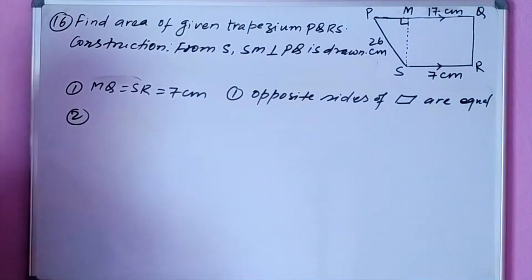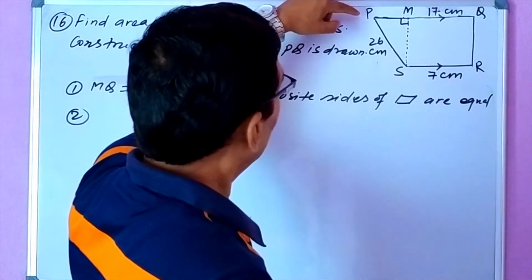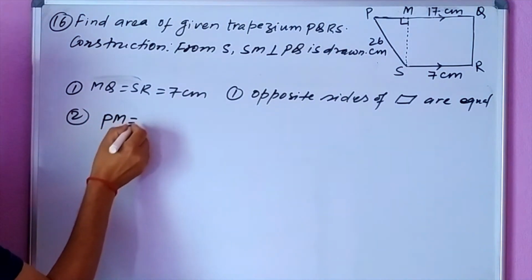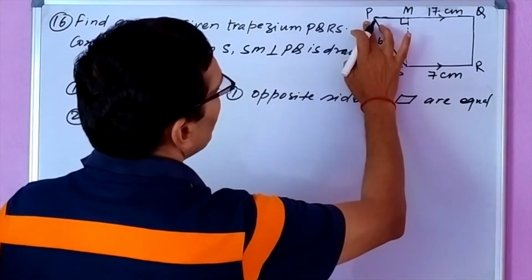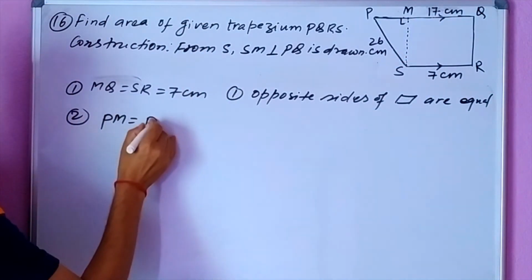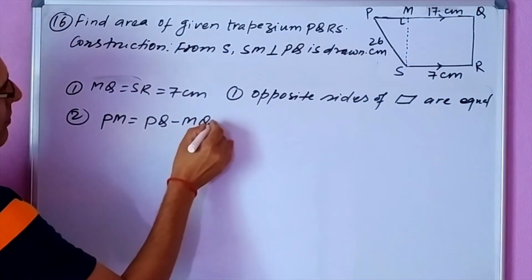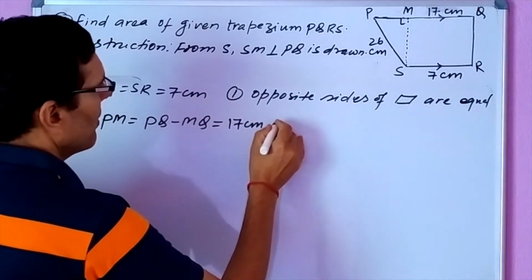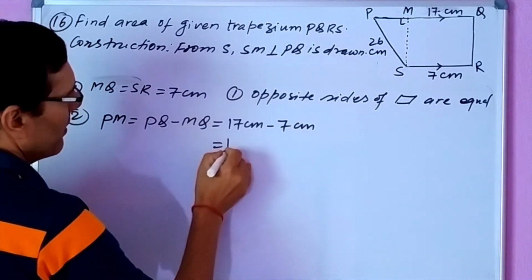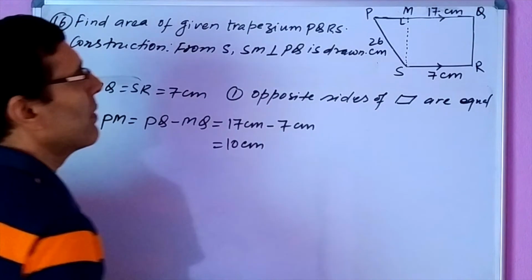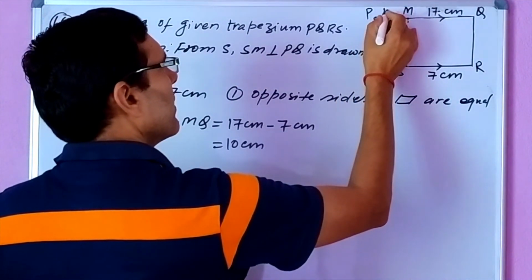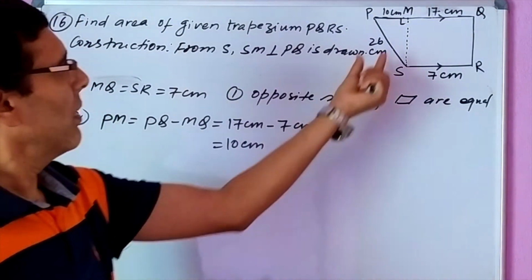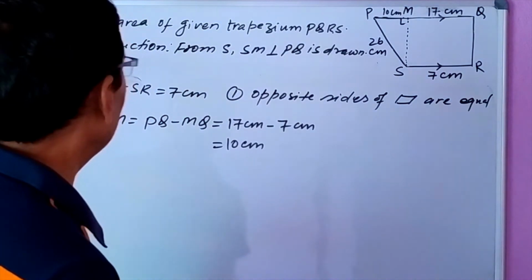And number two, therefore PM is equal to PQ minus MQ. PQ is 17 centimeter minus MQ is 7 centimeters, so it is 10 centimeter. This length is 10 centimeter. After finding PM, now take this right angle triangle PMS.